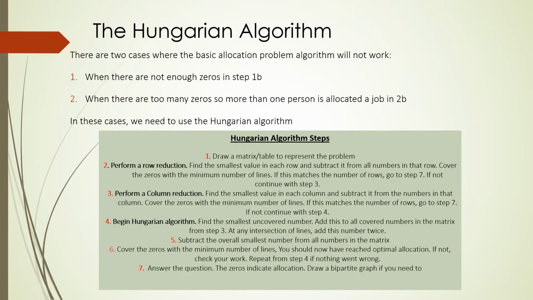What we do is we find the smallest uncovered number in our whole matrix after the row and column reductions have already been applied. We add this to all covered numbers in the matrix from step 3, and then at any intersections of lines that we've had from the previous step, we add that number twice. After that, we subtract the overall smallest number from all numbers in the matrix, cover the zeros with the minimum number of lines, and hopefully by that time we've reached optimal allocation by having an equal number of lines to how many tasks. So there's quite a process involved with the Hungarian algorithm.